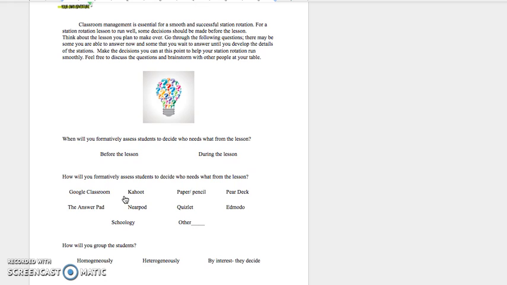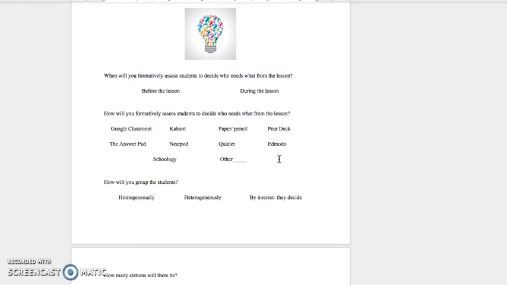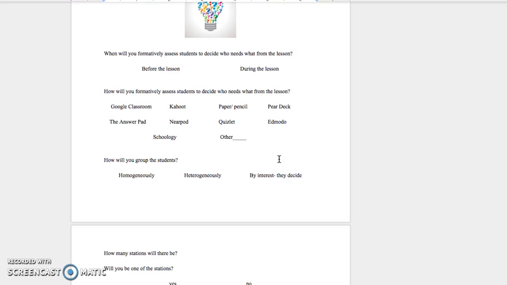Before I do any station rotation lessons, I think in advance about how I'm going to formatively assess students to decide who needs what from the lesson. Will I do that before the lesson, or will I do it during the lesson? I then decide how I will formatively assess students, and you see here there are a lot of options in terms of figuring out what students need before they can move forward.